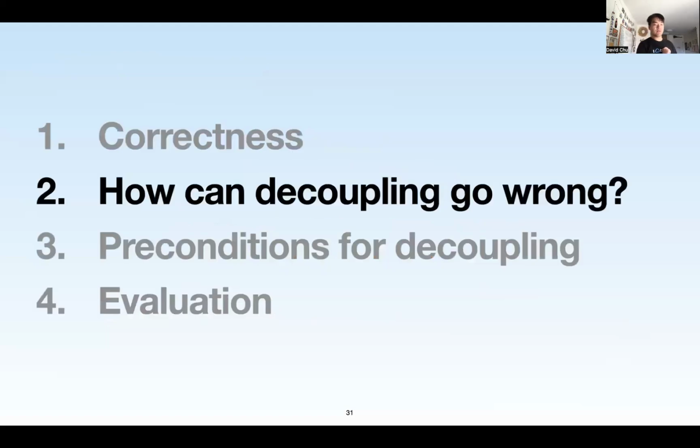Okay, so that's it for correctness. We want to prove observable equivalence. Now let's take a look at how decoupling might break that observable equivalence.